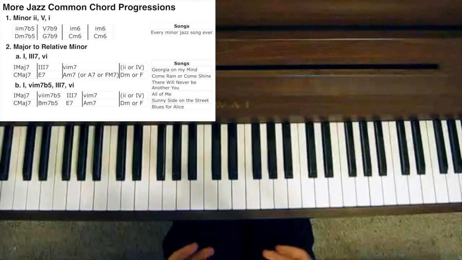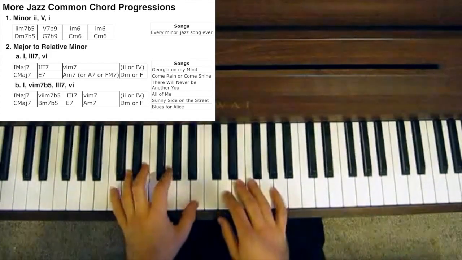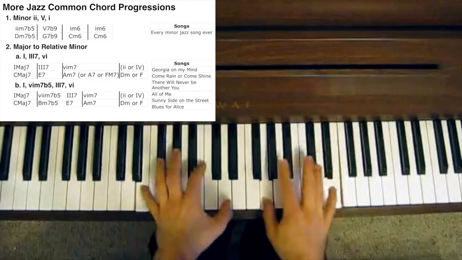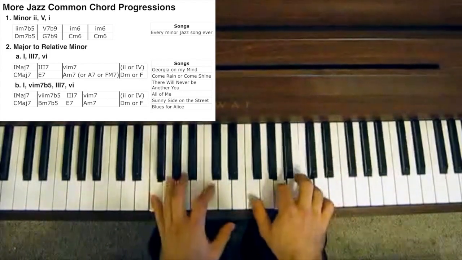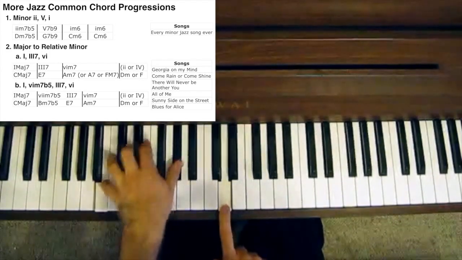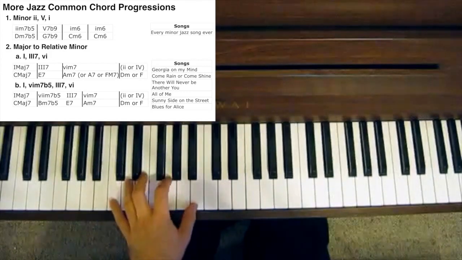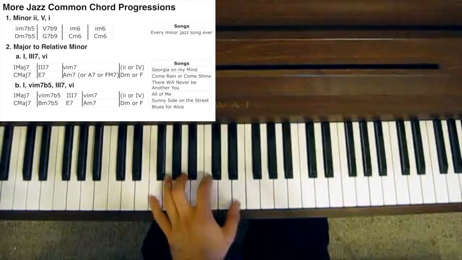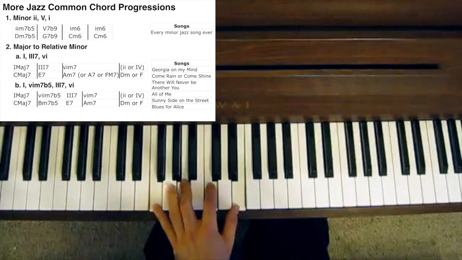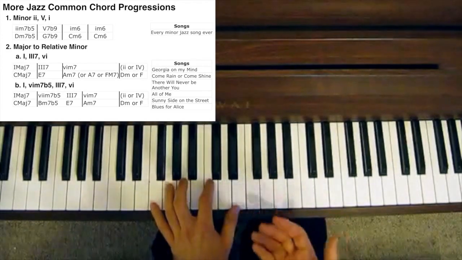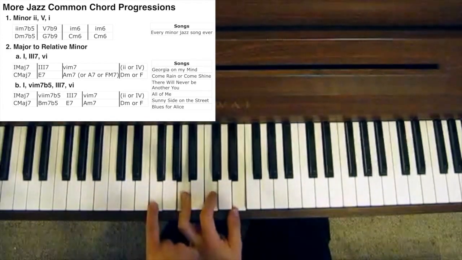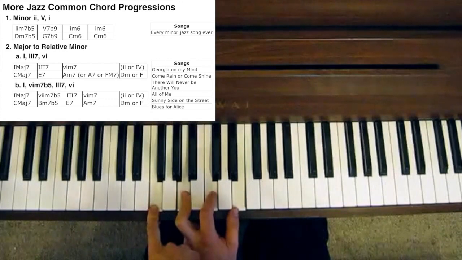Another song that uses that chord progression is Sunny Side of the Street, so that goes... So that time I went C major 7 to E7 to F major 7, which is more or less a substitute for an A minor chord. The A minor's there and then you've got the F in the bass.